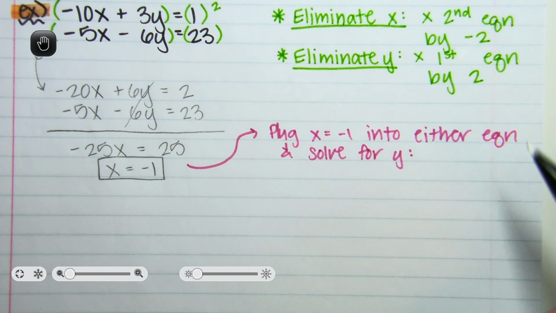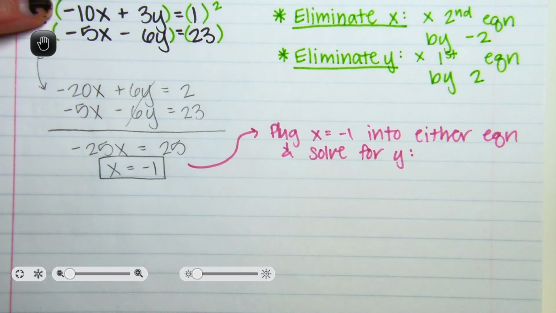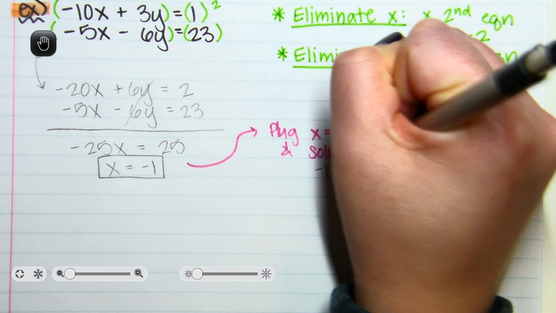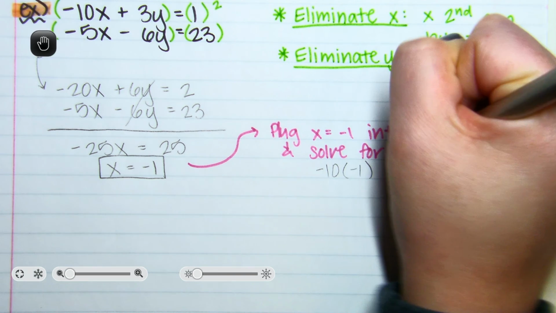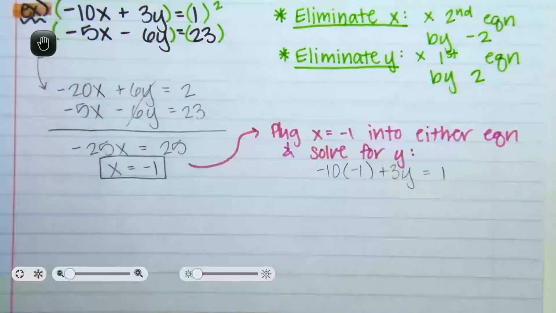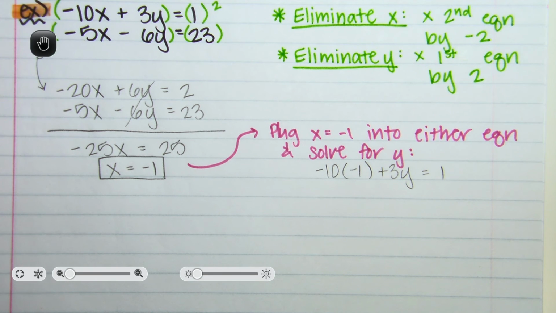So again, doesn't matter which one you pick. I'm going to choose the first one because it has smaller numbers. It has a 3 and a 1 versus this 23. So I'm going to pick the first equation. So negative 10x, but I'm plugging in negative 1, plus 3y equals 1. Now some of you may ask, can you plug it into this one instead, after we multiplied it by 2? The answer is yes. I chose not to because the numbers are bigger and we have a greatest common factor. So I stick with the original.